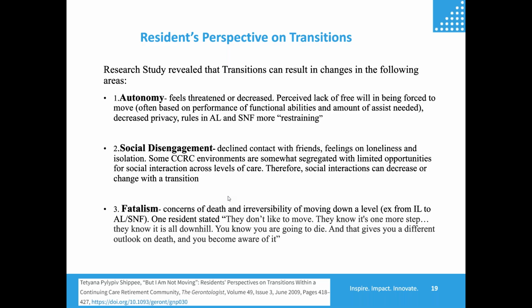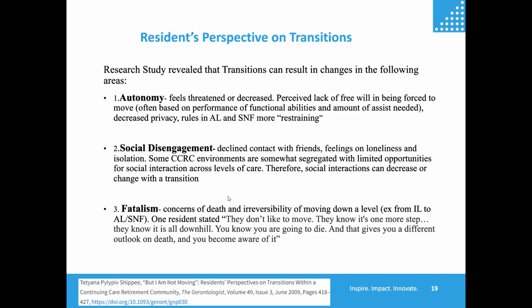For example, if they moved care settings from independent living down to assisted living, they had to move to a different setting, a different physical location within the CCRC. So their social interactions changed, their friendships changed, some of their access to activities changed, and also their independence and freedom and autonomy also changed with the move.